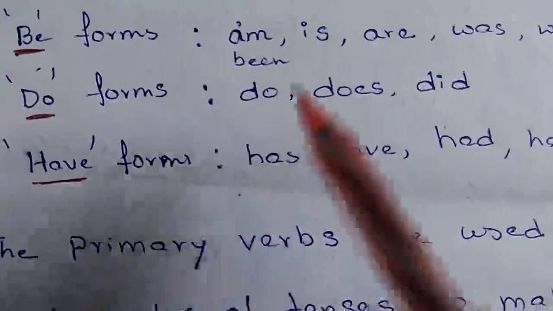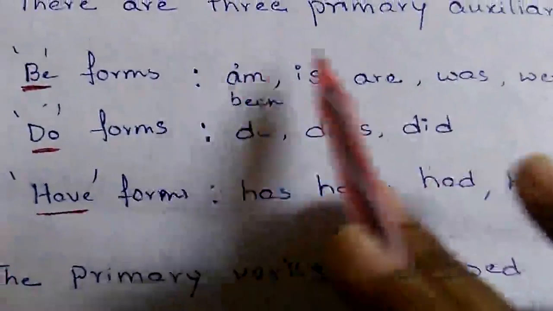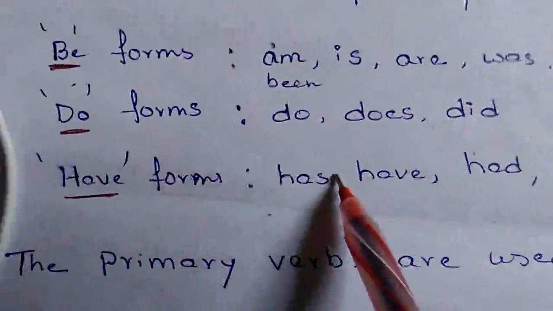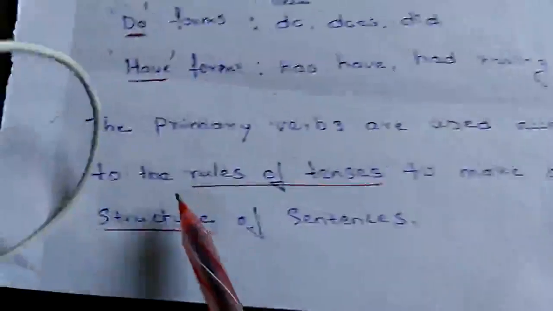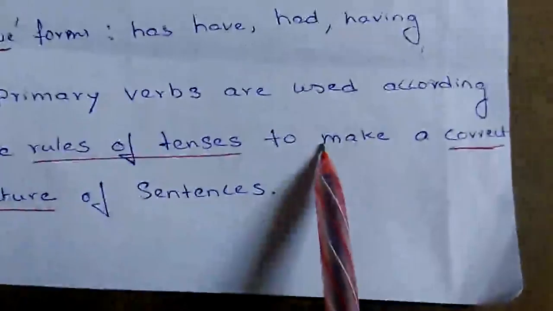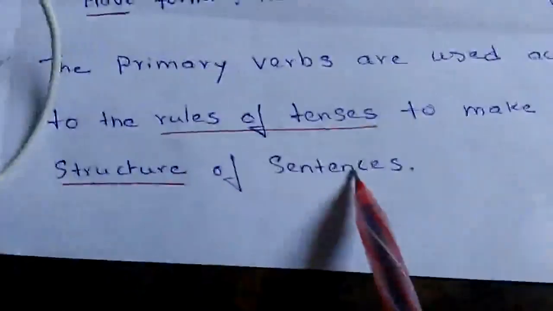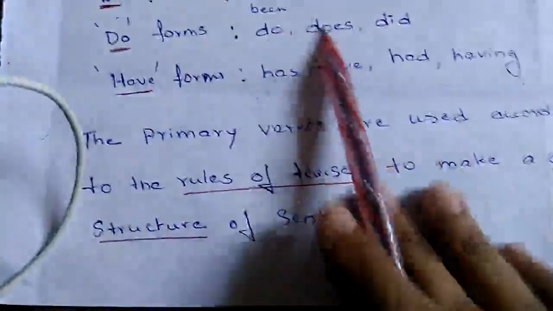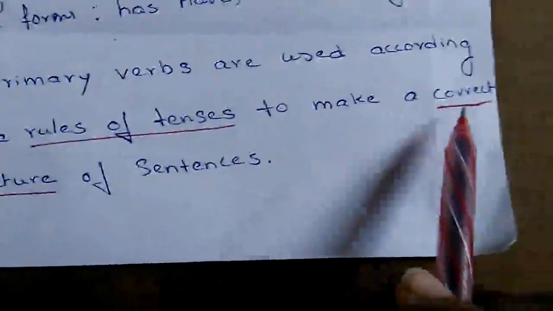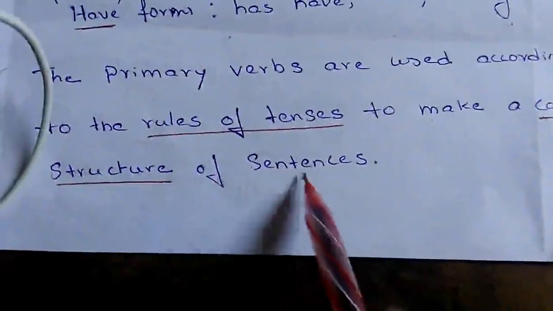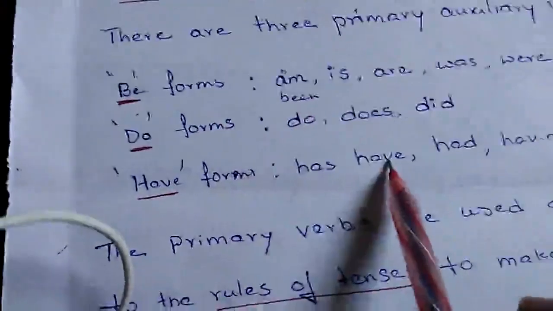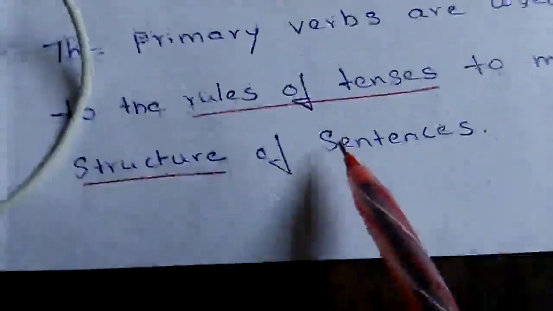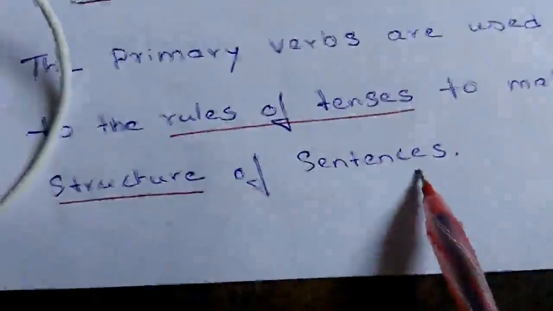All these forms of primary auxiliaries are used when we construct the tenses of sentences, that means present tense, past tense, and so on. We use all these auxiliary verbs to form tenses. The primary verbs are used according to the rules of tenses to make a correct structure of a sentence. According to the tense we choose the form of the verb and use it in constructing a correct sentence structure.